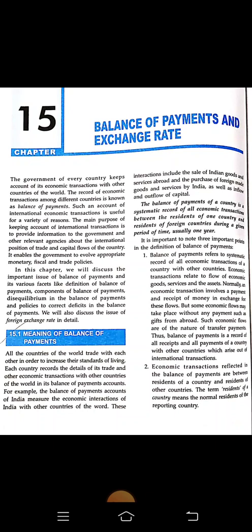So, meaning of balance of payment. The balance of payment of a country is a systematic record of all economic transactions between the residents of one country and residents of foreign countries during a given period of time. Usually, it is calculated for 1 year. Okay, there are three important points which are needed to be noted down. Those are three important points we have to highlight while we are explaining the balance of payment.